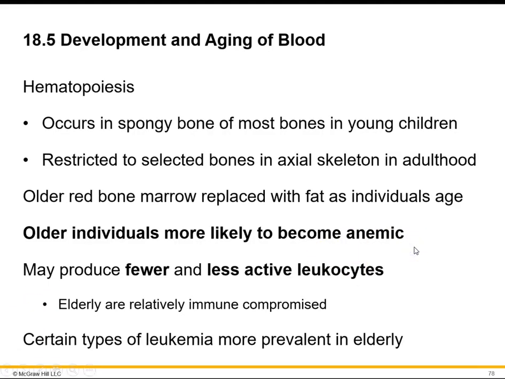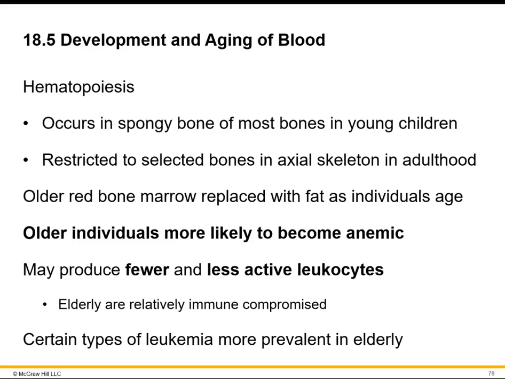Okay, what happens to our blood as we age? Well, recall hematopoiesis. That's going to occur in the spongy bone of most bones in young children, but as we age, it's going to become restricted to just a few bones, primarily the hip bone and the sternum. Now, as we age, older red bone marrow is going to be gradually replaced with adipose tissue. And for this reason, older individuals are more likely to become anemic. They just don't have as much bone marrow to make the cells like they used to.